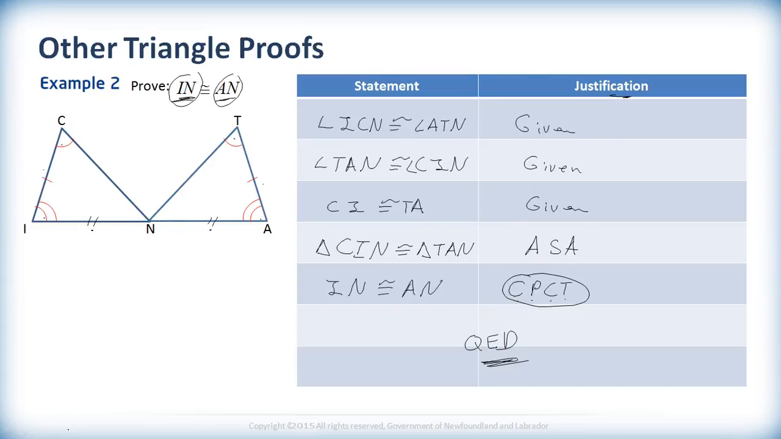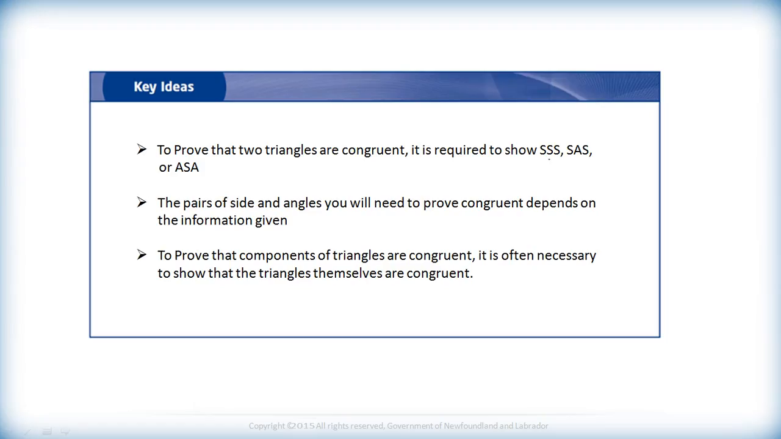Okay, so when you're proving that two triangles are congruent, you have to show side, side, side, or side, angle, side, or angle, side, angle. The pairs of sides and angles you will need to prove congruent triangles depends on the information that's given. So whether you're using ASA, side, angle, side, or side, side, side, it just depends on what you have. You sometimes have to play around with it a little bit until you can get it to work out. And to prove that components of triangles are congruent, it's often necessary just to show that the triangles themselves are congruent. And then it gives it to you. All right.